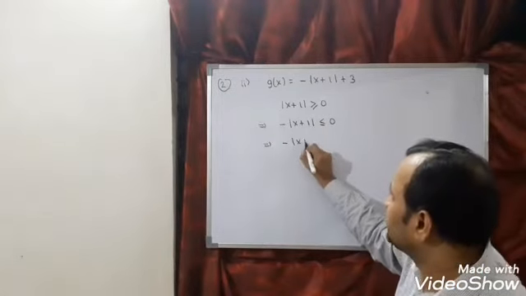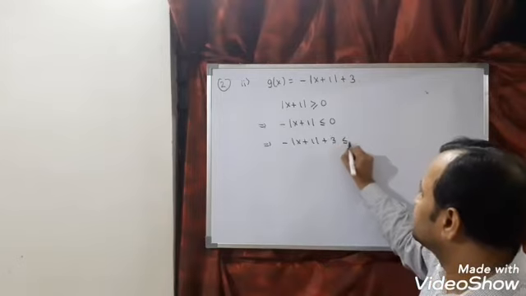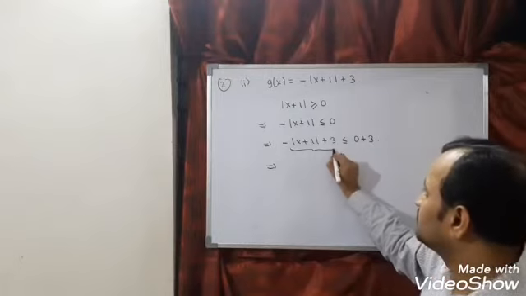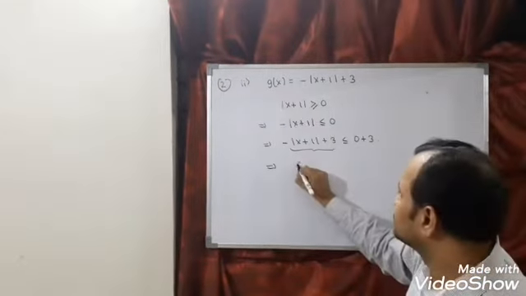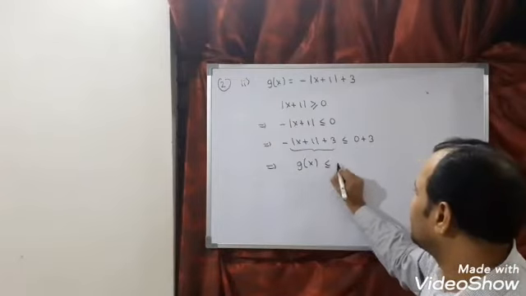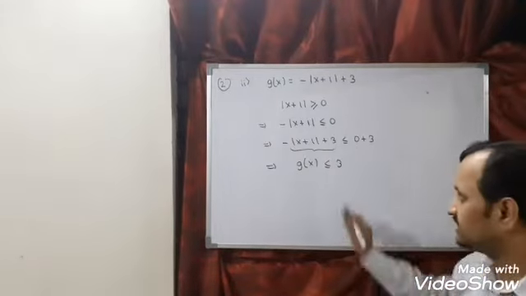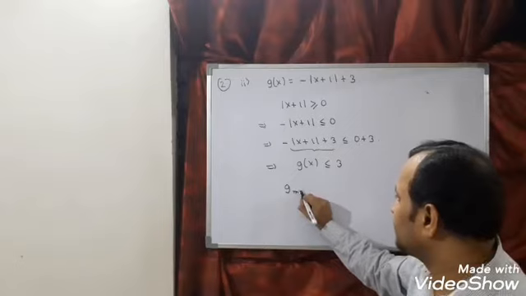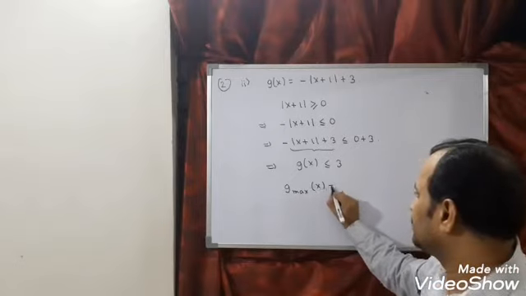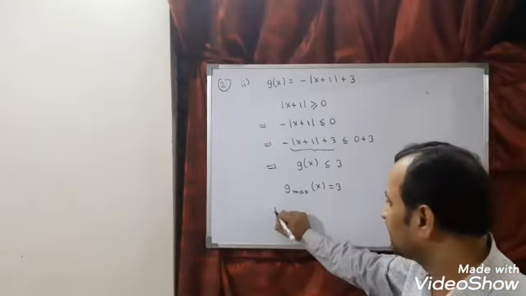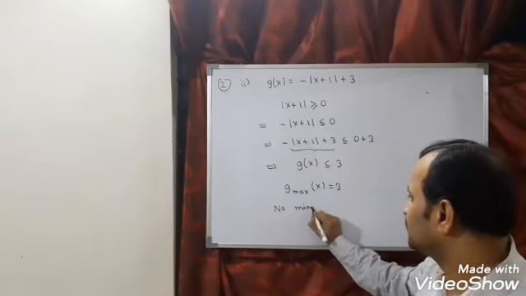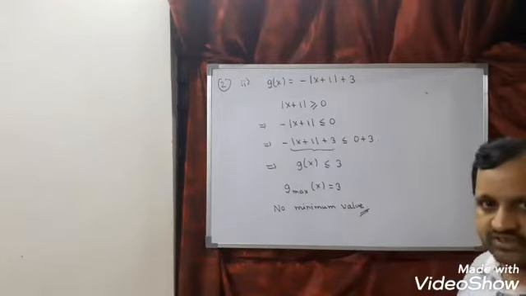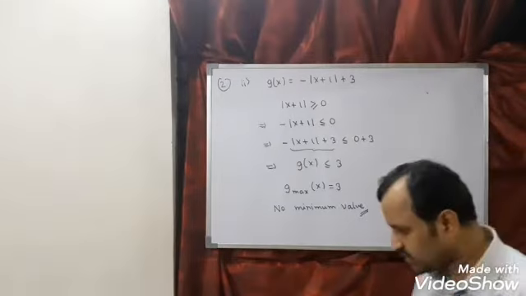So when you add 3 on both sides, what you will get is 0 plus 3, or this we can write as g of x. So g of x is less than or equal to 3. Less than or equal to 3 means, what is the maximum value? 3. So the maximum value of g is equal to 3. And what is the minimum value? I can say no minimum value. I think the solution is clear. Next question.